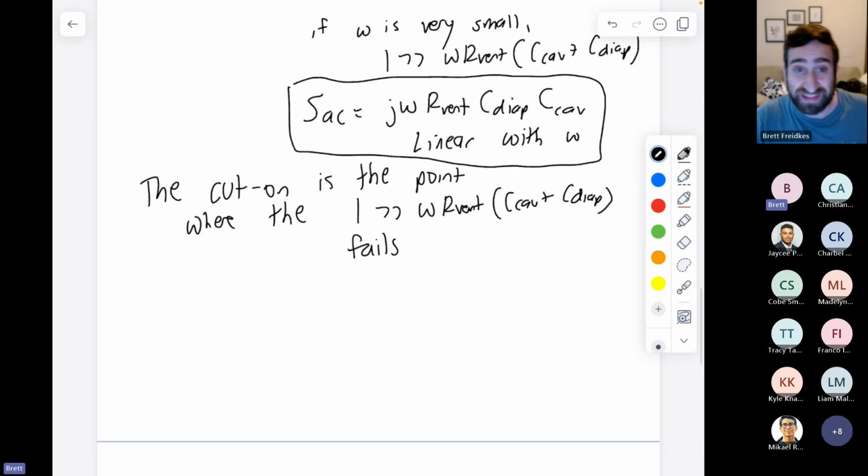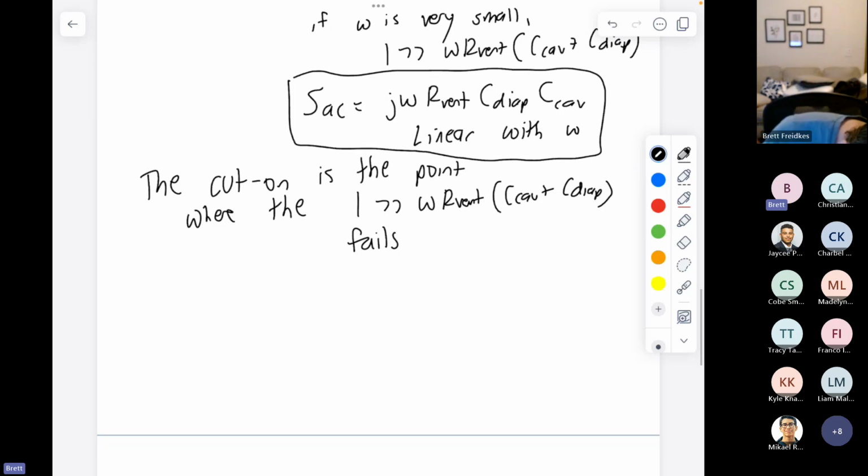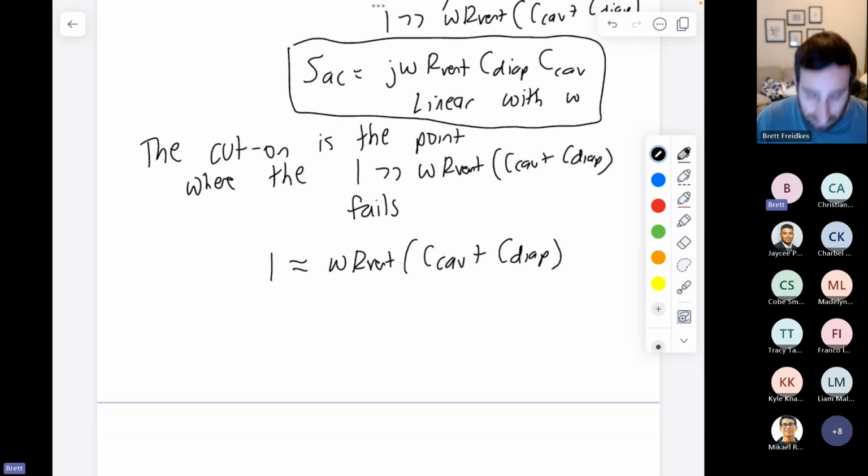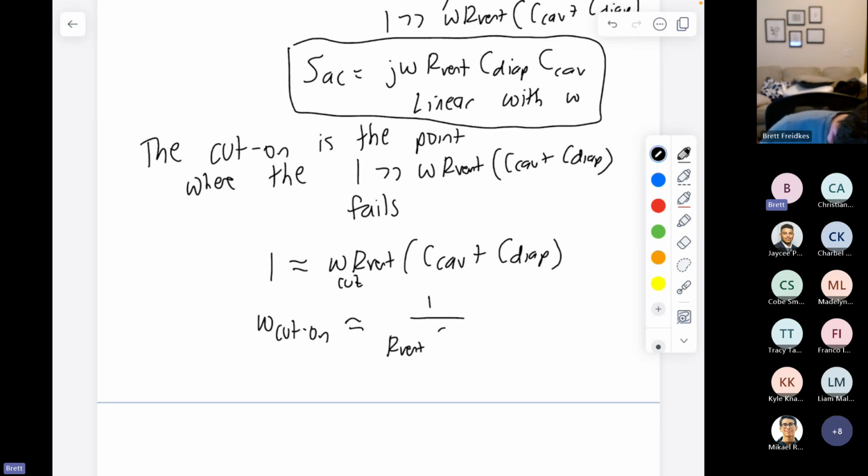So what we'll do is basically say, let's say they're approximately equal to each other. We'll say that 1 is equal to omega R vent, C of the cavity, let's see, the diaphragm, and we can just solve for what omega is at that situation. This is omega cut-on at this position. We'll say that that is approximately equal to 1 over R vent times the sum of the compliances.